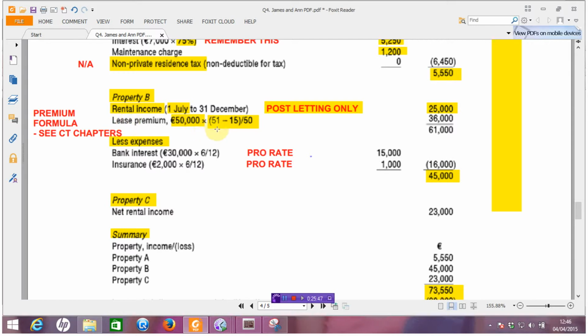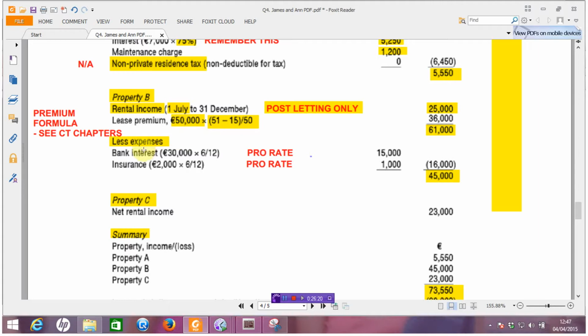But what we need to do is apply the formula. In other words, 51 minus the number of years of the lease, divided by 50. And that's how we get this element that is taxable for income tax purposes, the 36. So we're really just adding that to the rental income to give us that figure of 61. Okay, so do look for that in the corporation tax chapter. Look for that little formula there, 51 minus n divided by 50, to get the income element of the premium.